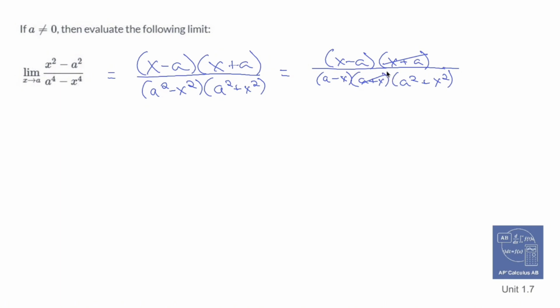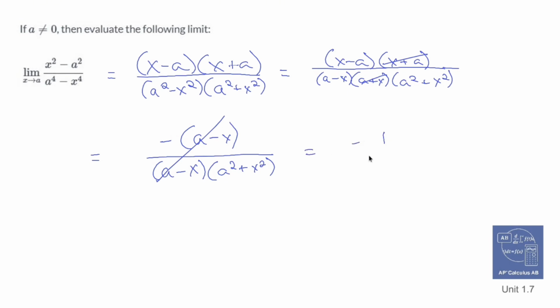And if I wanted to, I can pull out a -1 out of the top and get a minus x over a minus x, a squared plus x squared. These guys cross out. That leaves me with negative 1 over a squared plus x squared.